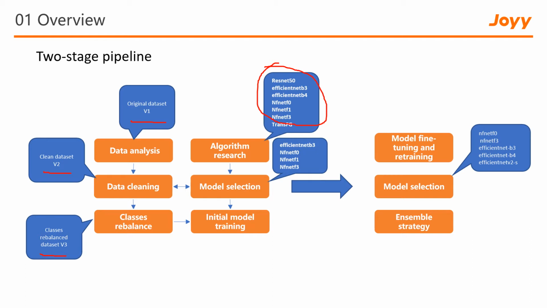The backbones used in our final results include NFNet F0, NFNet F3, InfiniNet B3, InfiniNet B4, InfiniNet V2F. All these models will be fine-tuned using the class rebalanced dataset V3. The other trained models were removed due to their low accuracy on the test dataset. They cannot improve the accuracy of the ensemble result.